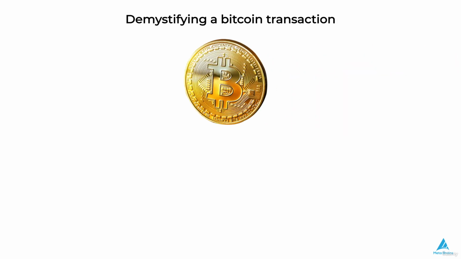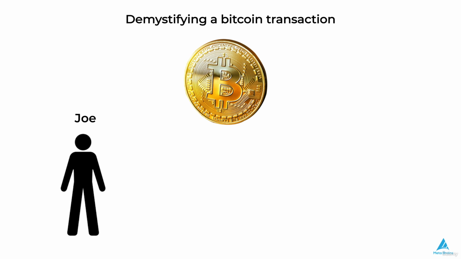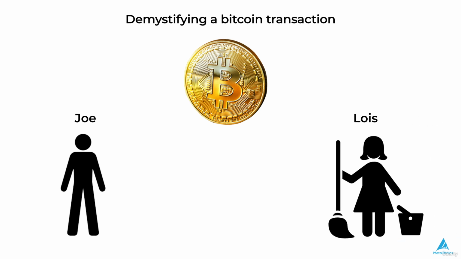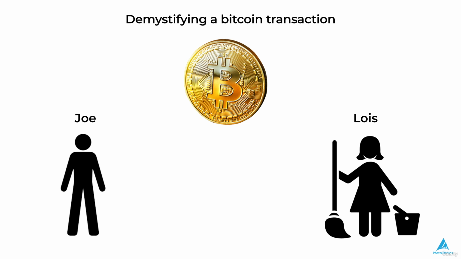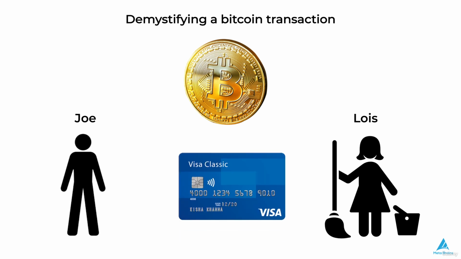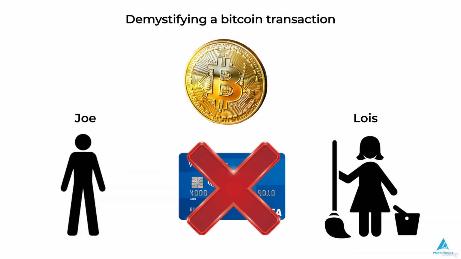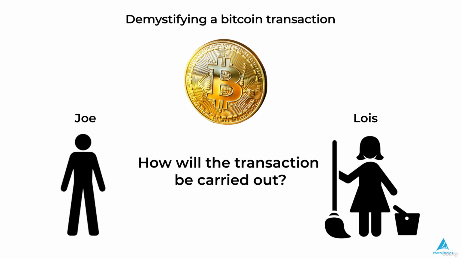Let us consider this hypothetical example. Let's say that Joe, a Bitcoin miner, someone who mines BTC, has some Bitcoin stored in his wallet and decides to pay Lewis, a cleaner, for her services using Bitcoin. Rather than using traditional means of payment that are commonly used like credit cards, he prefers paying for her services through the use of Bitcoin, maybe due to low fees of the transaction and the amount that needs to be paid. How will this transaction be carried out?